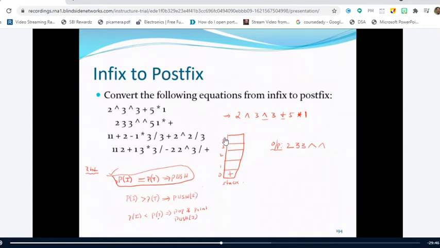Now, what about the equality symbol? Where do I have to place it? Whether I have to place it here or here? Less than or equal, first one. First one, greater than, right? So if the priority of the incoming operator is equal to the priority of the top symbol, then you have to perform the push operation.